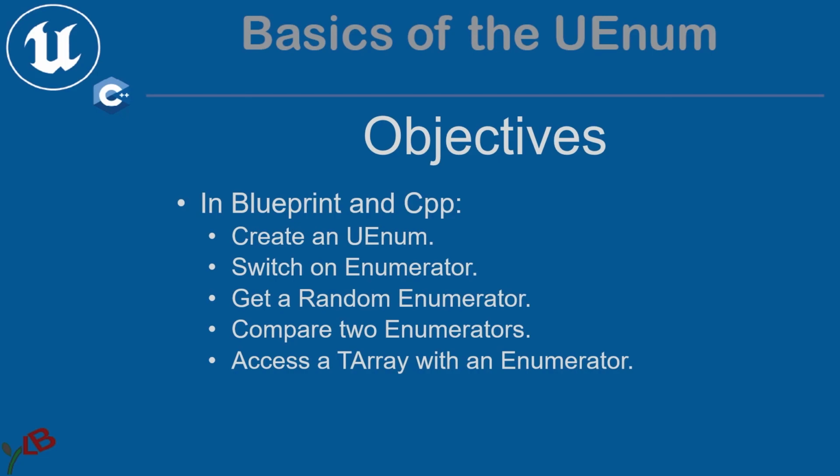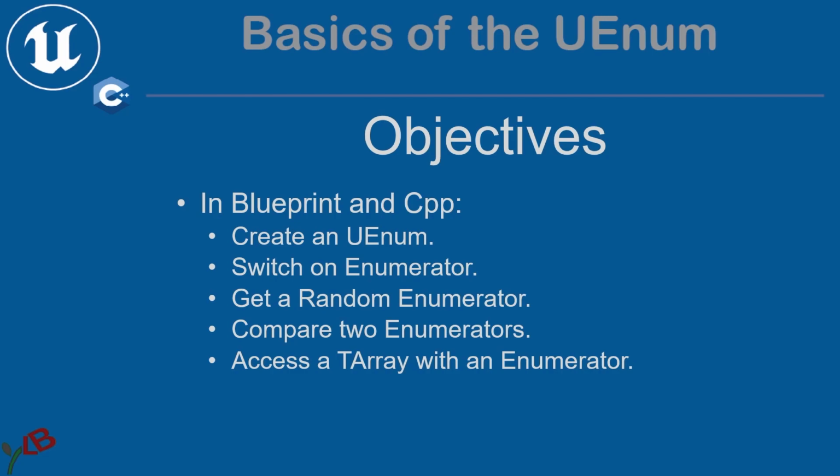We're going to get a random enumerator. The idea there would be, if you had item qualities, that's the example we use, we can pull a random enumerator out, so we could end up getting a random item quality, which would be handy in item drops and things like that in games.